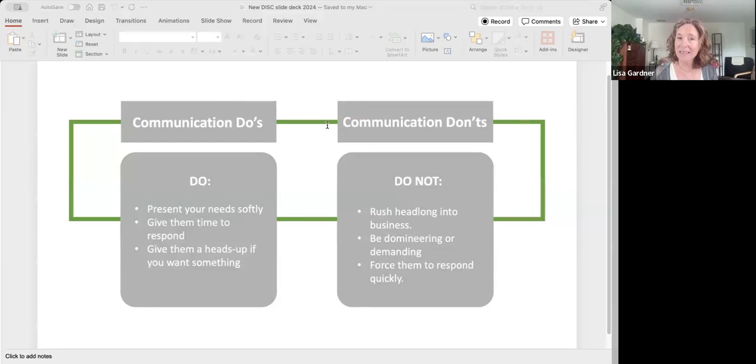So if you scored high in this, does this feel like you? And if you didn't, think about people you know in your life. Who is high in the behavior of steadiness?